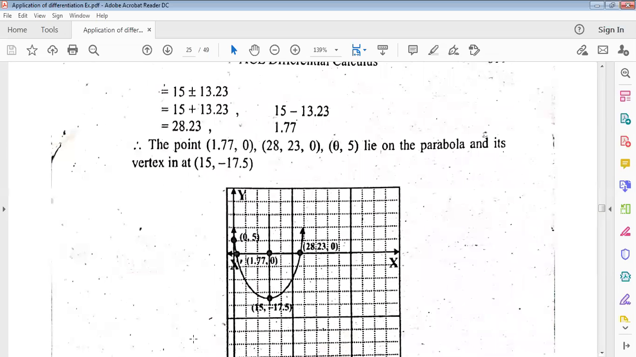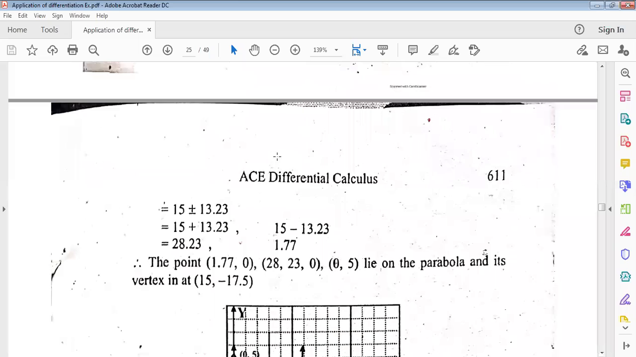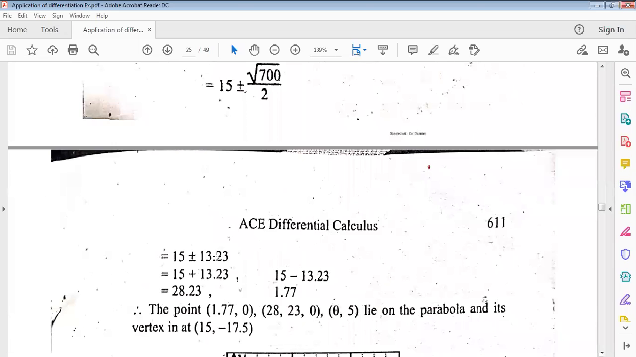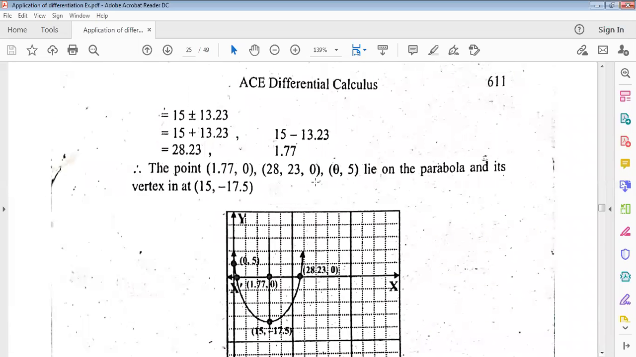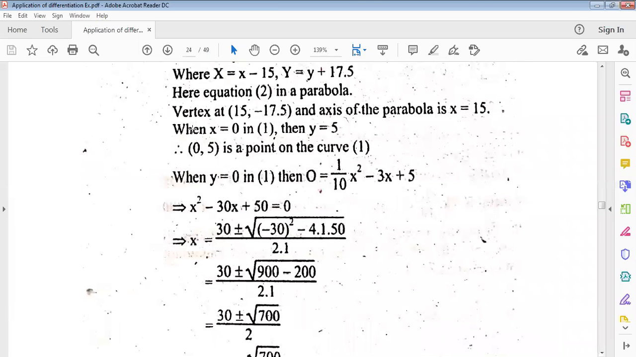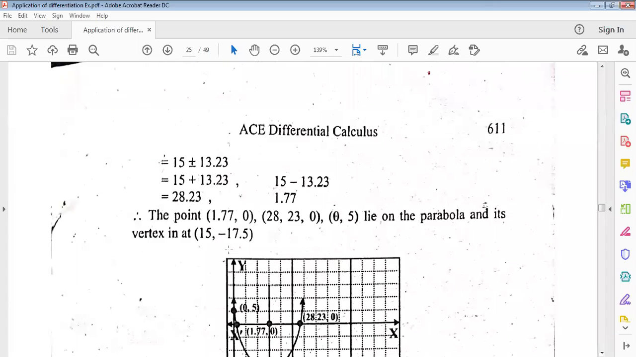Now taking this in the graph, observe in the graph there are two points: 1.77, 0, and another point is 28.23, 0. Okay, two points of what? X. These are the x values, and the y value is 0. If y is 0, then we get two values of x from this solving, just solving in x.